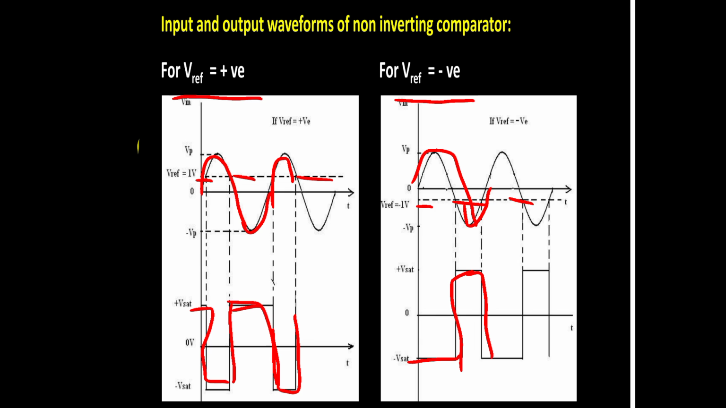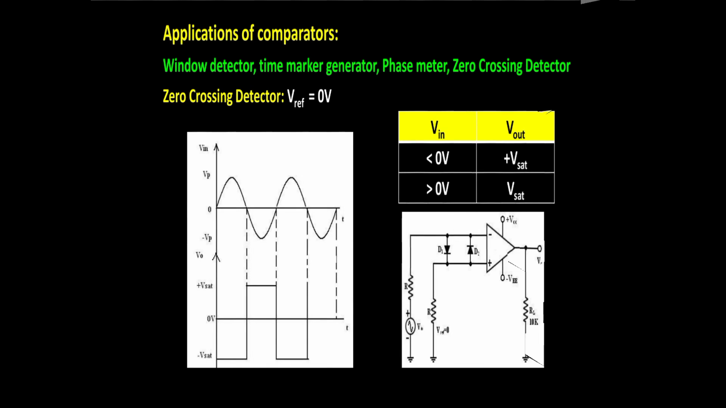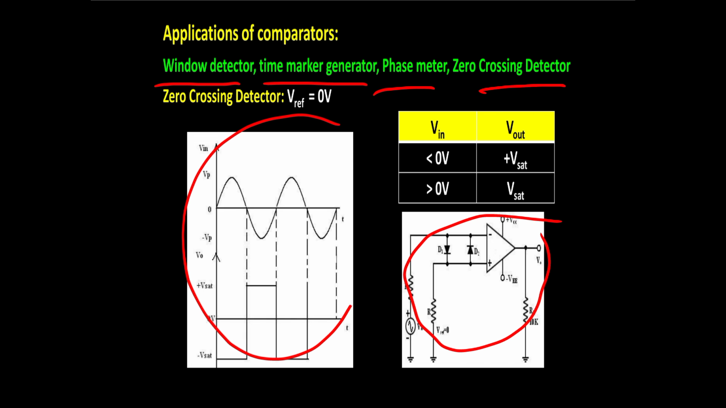Now let's see what the applications of comparators are. These comparators are used in window detector, time marker generator, phase meter, and zero crossing detector. This is the circuit diagram for the zero crossing detector, and these are the waveforms for the zero crossing detector. In my next video I will go into detail about the zero crossing detector.